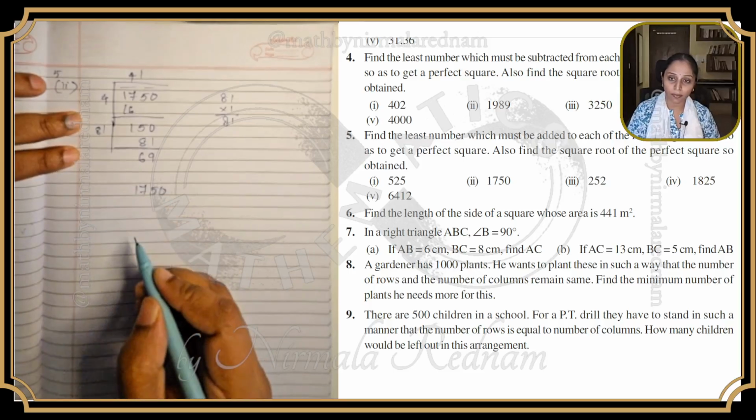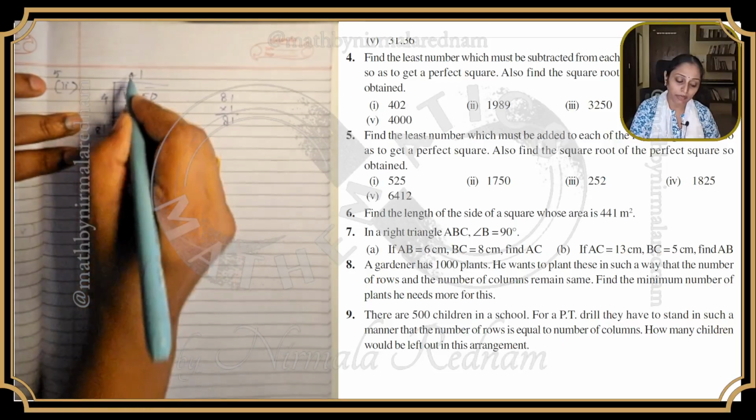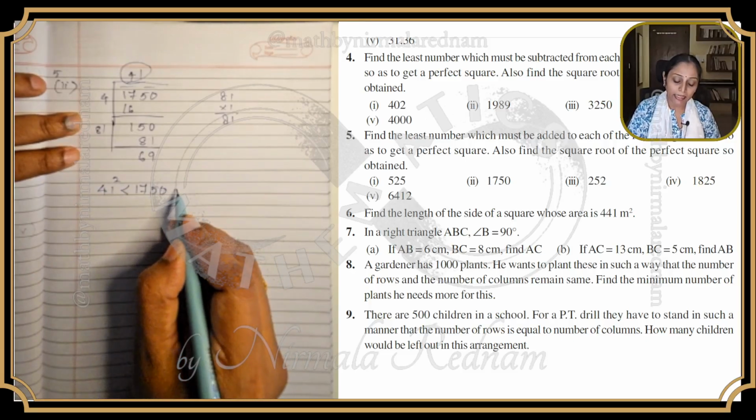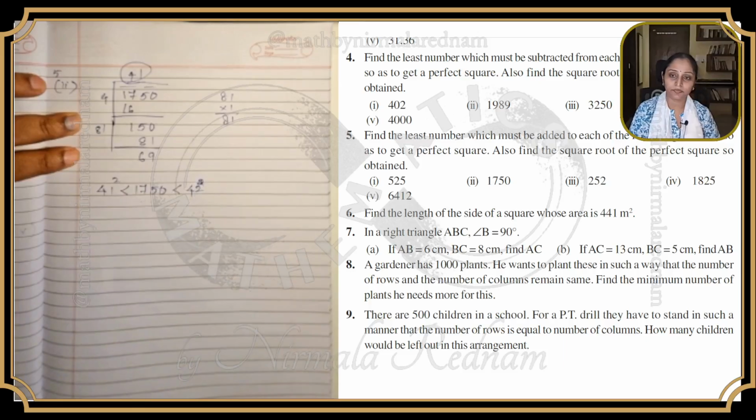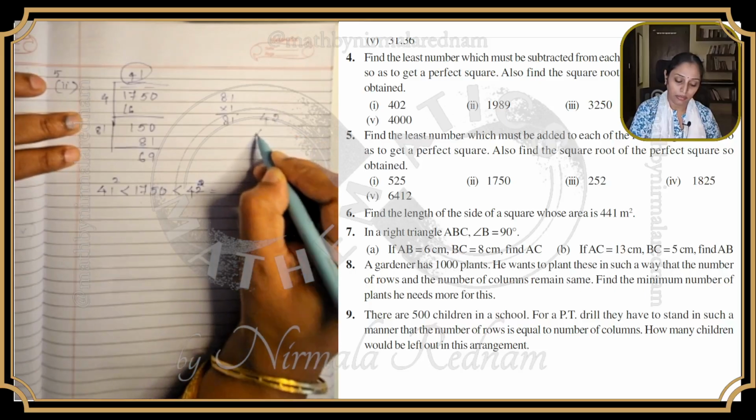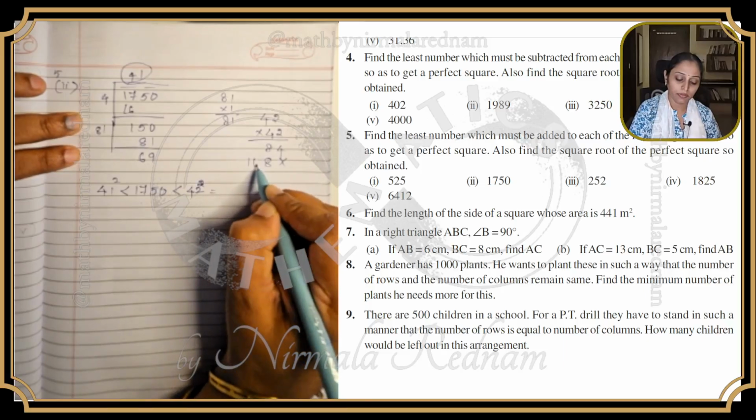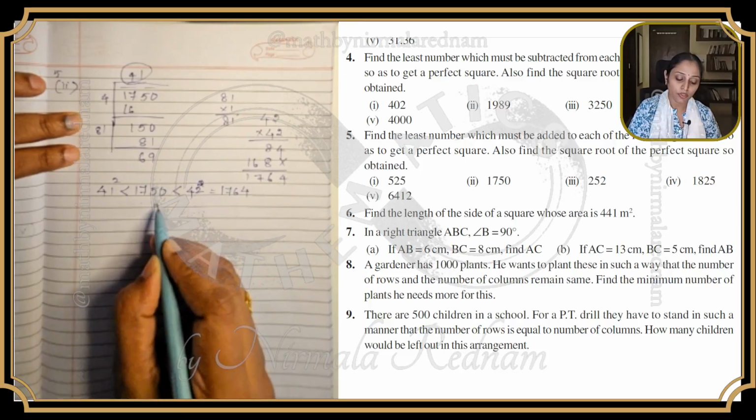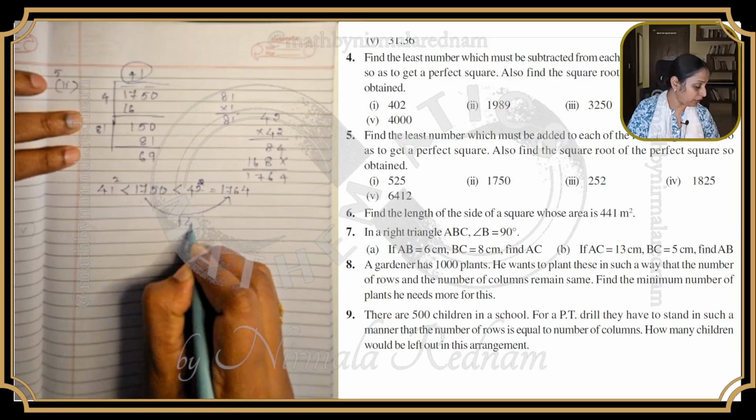1750 is clearly not a perfect square, okay? But between which two perfect squares does it lie? I know that 41 square is less than 1750, and definitely 1750 is less than 42 square. So let us find out what this 42 square is. 42 into 42 will give me 1764. So what should be added to 1750 to make it 1764? I have to add 14 to it.